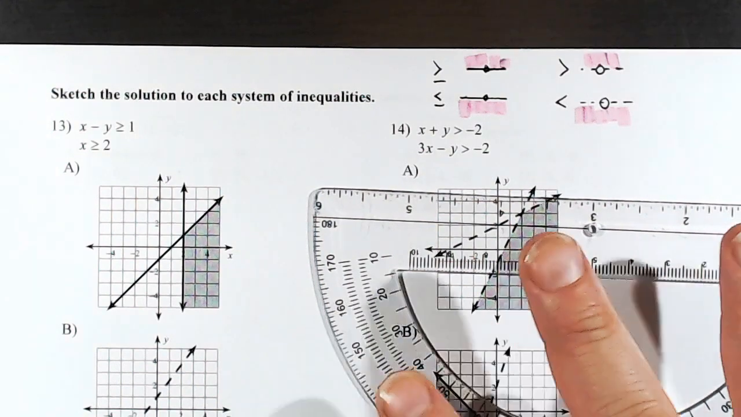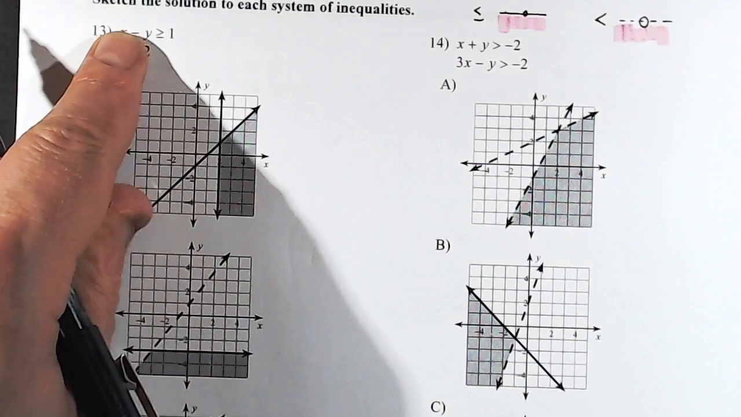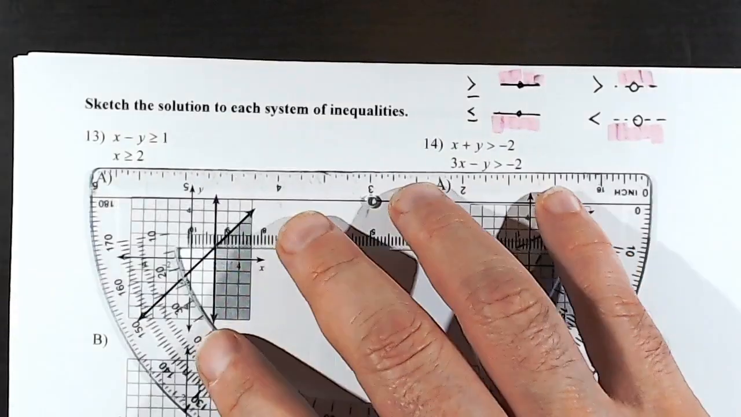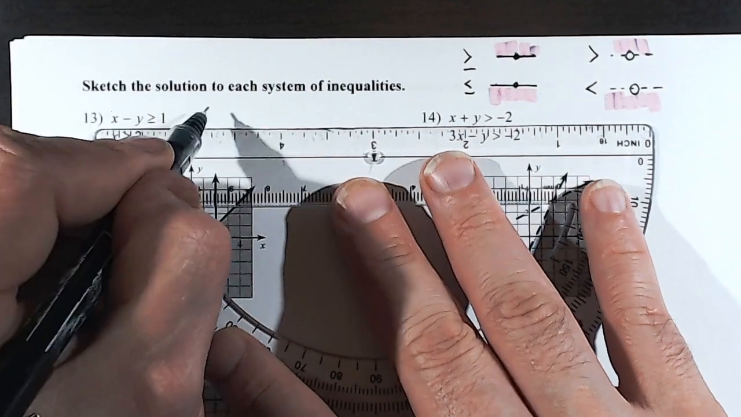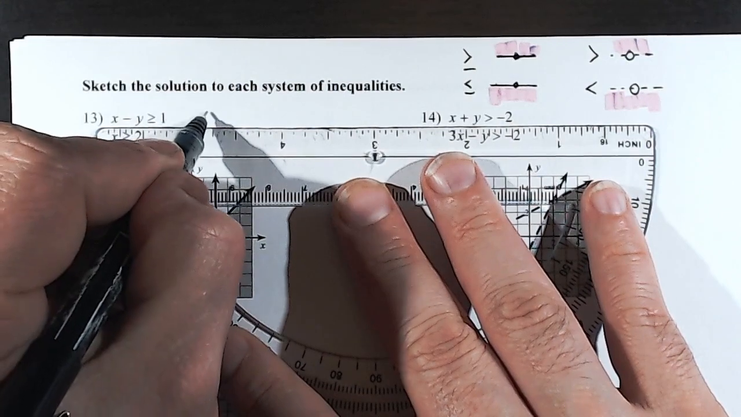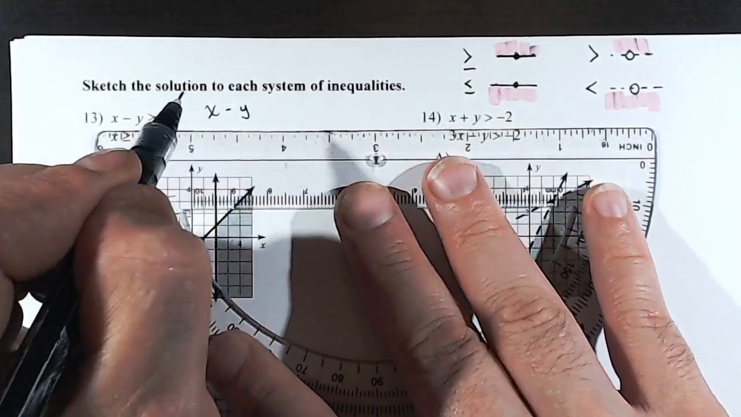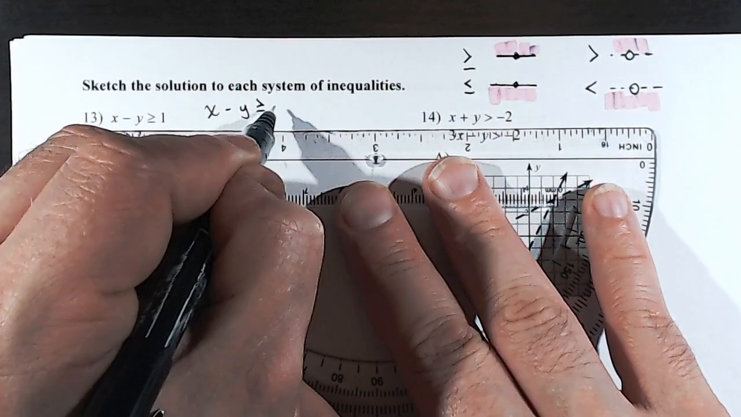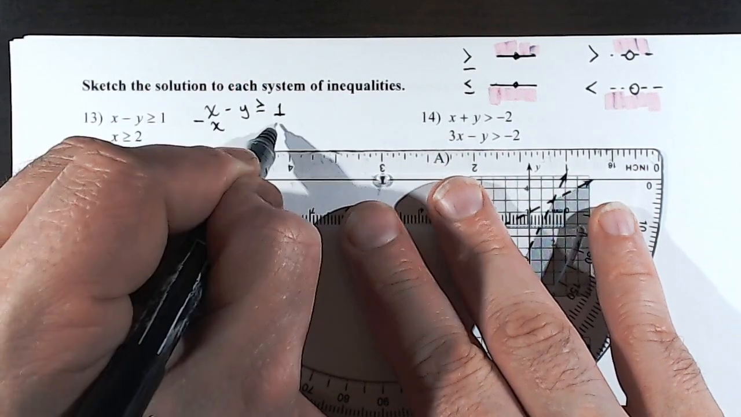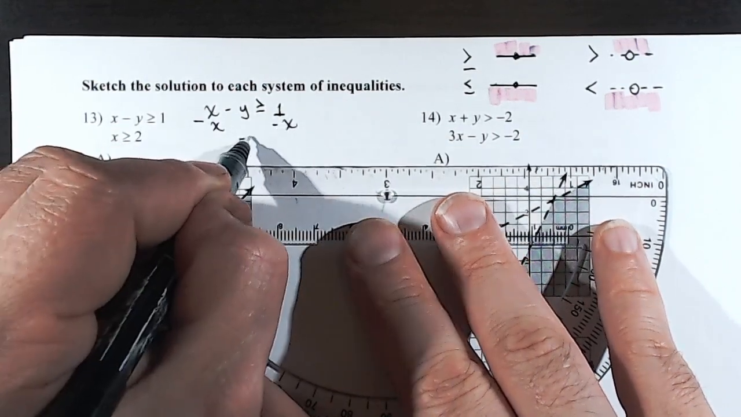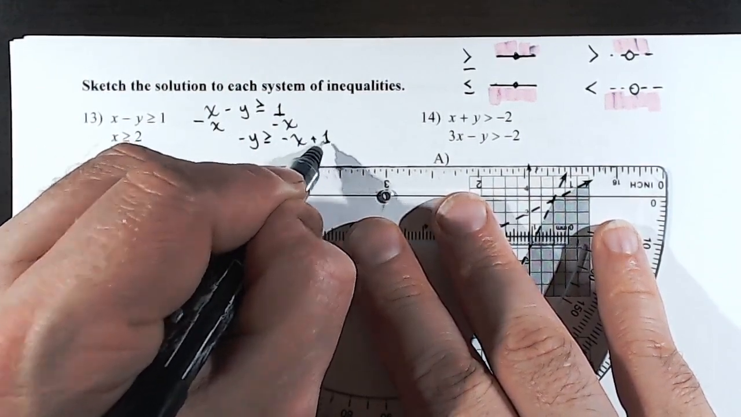Now remember, if we multiply or divide by a negative number, we have to flip the sign. So let's go down here and get this thing. Well, I guess we can just do it up here. We have to get this thing in slope-intercept form. Remember, slope-intercept form is y equals mx plus b. So I have x minus y greater than or equal to 1. Well, I'll subtract x from both sides.